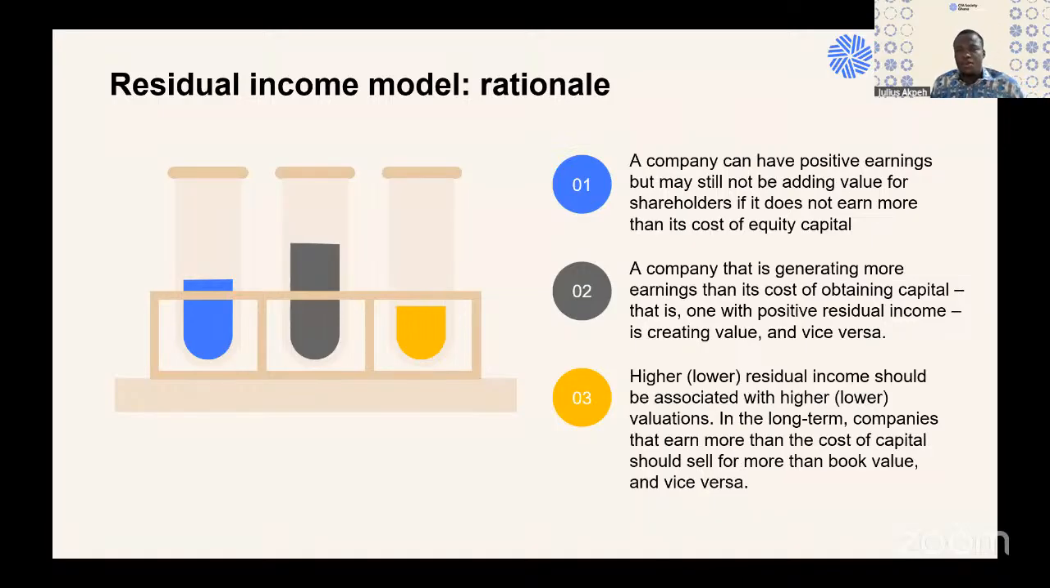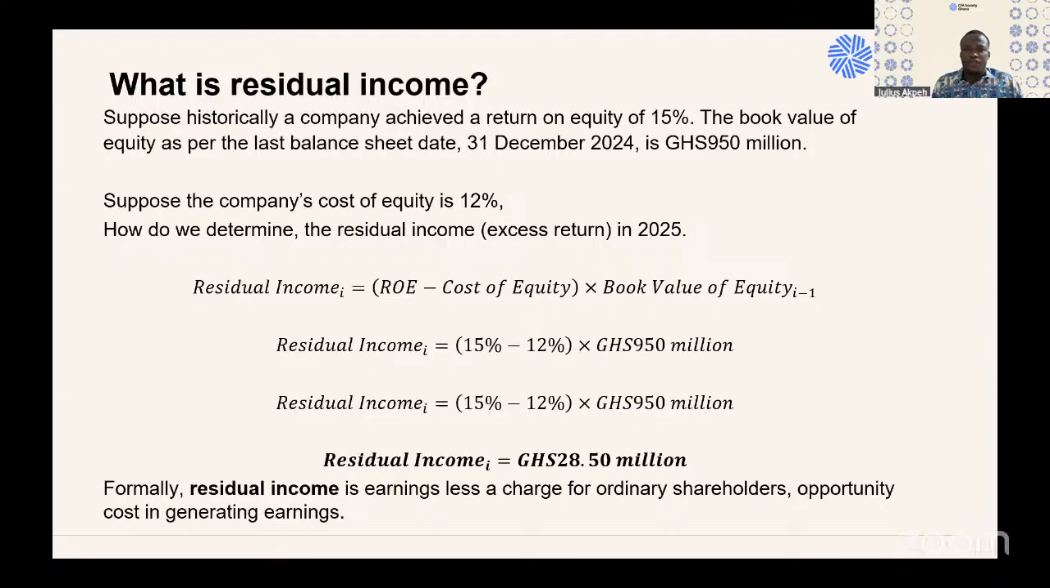So, residual income model. Let's look at the rationale for the model. Number one, and these things are very important, guys. A company can have positive earnings, but may still not be adding value for shareholders if it does not earn more than its cost of equity capital. Let's take it again. A company can have positive earnings, meaning profit after tax is positive, right? Positive earnings, but may still not be adding value for shareholders if it does not earn more than its cost of equity capital. Let's go back to the formula.